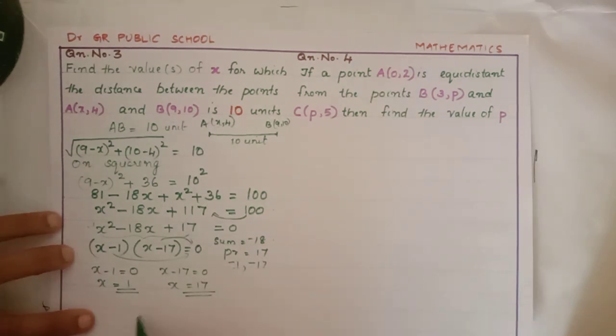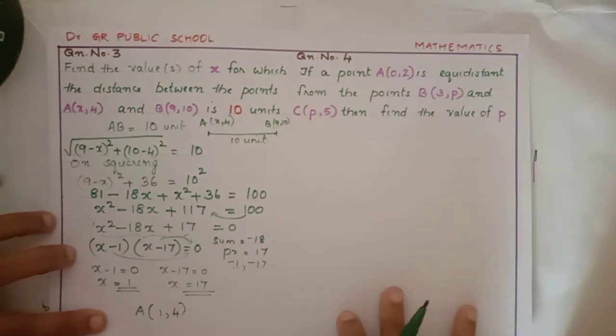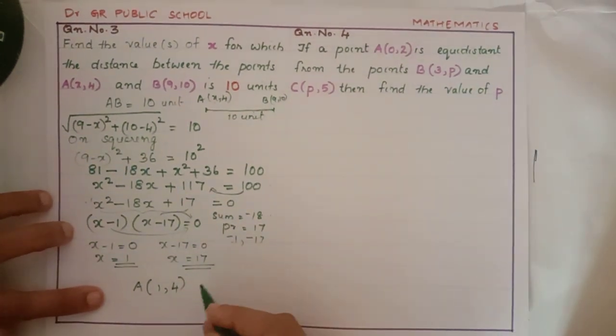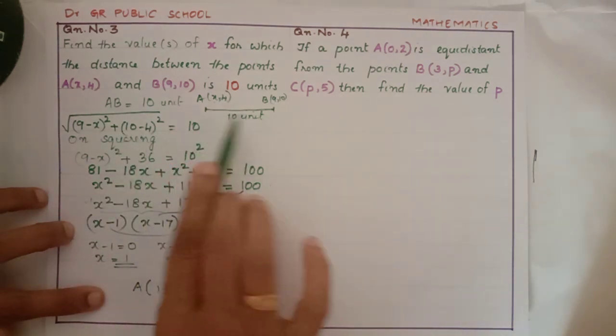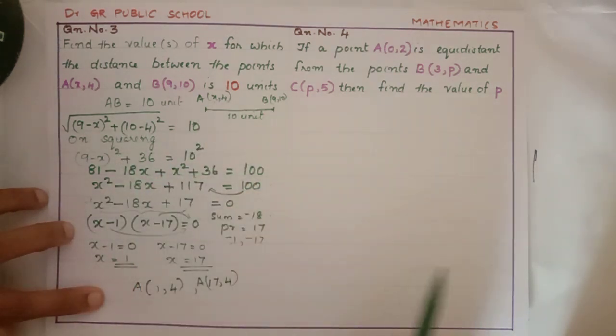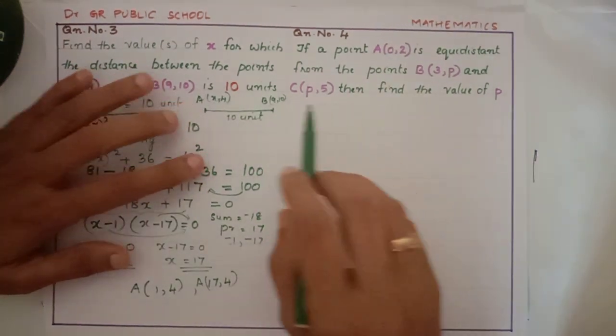So what are the coordinates of A now? A is (1, 4) or A is (17, 4). For these two values, we will get the distance between A and B as 10 units. Okay. Now come to the next question.